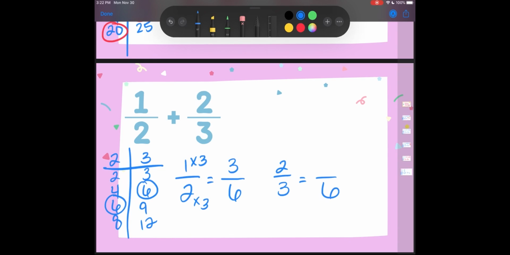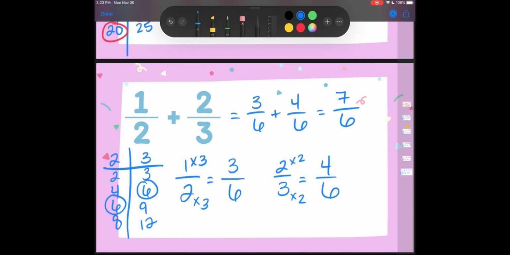Well, to go from 2 to 6, I know I multiply by 3, so I have to do the same thing to my numerator. So I'll do 1 times 3, which is 3. So 1/2 is equal to 3/6. And we'll do the same thing to our 2/3. 3 times 2 gets me 6, so I'll do 2 times 2 to get my new numerator, which is 4. Now I plug those in to their old spots. So instead of it being 1/2 plus 2/3, it's now 3/6 plus 4/6.